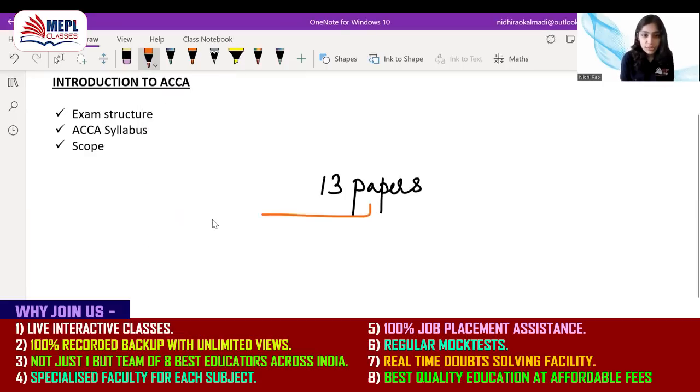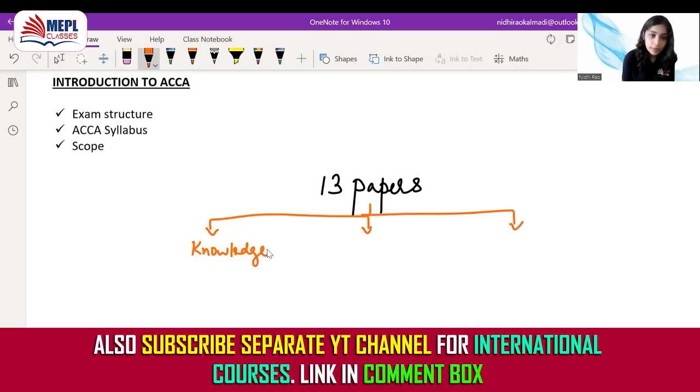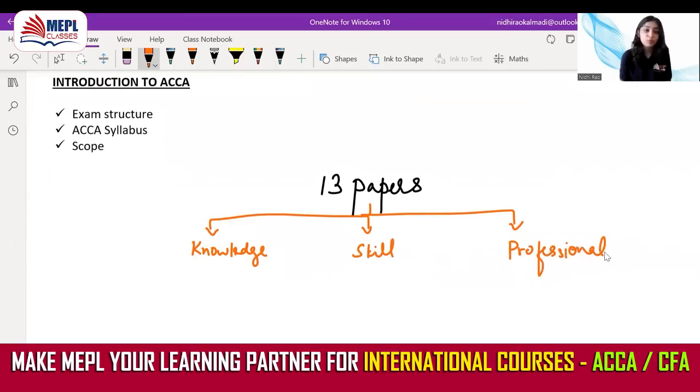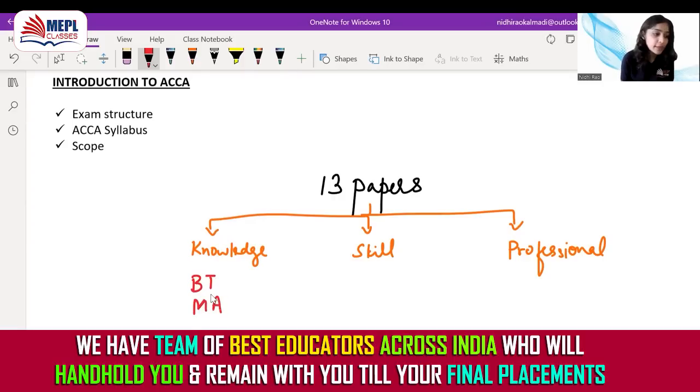So, which is your knowledge level, skills level, and professional level. So, in knowledge level, you have 3 papers. That is BT, that is Business Technology, MA, Management Accounting, and FA, which is your Financial Accounting.